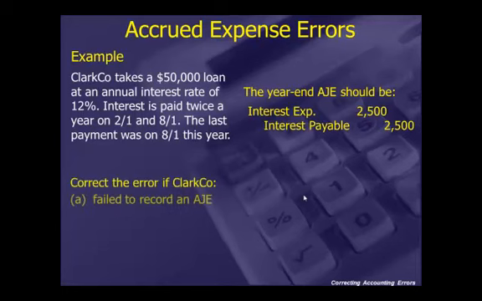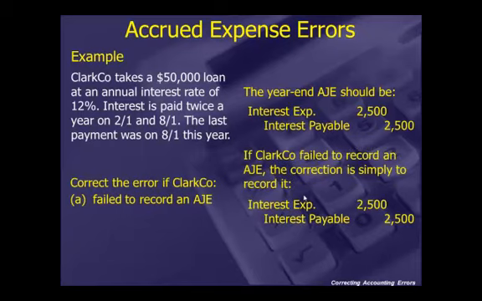Now, if we fail to record the adjusting journal entry, we simply go back, review, and catch it before year end, and we debit interest expense and credit interest payable for the full 5 months, $2,500 worth of interest.